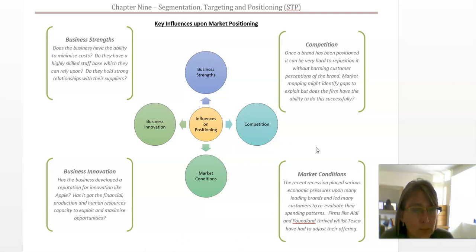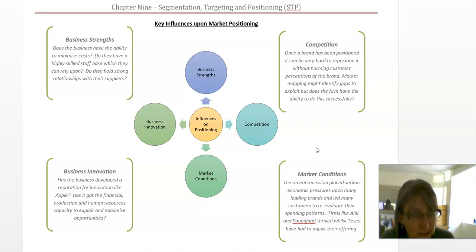Another influence would be competition. If there is a high level of competition, is that the right area to go into? Once we have started telling customers that a product has a certain feel to it, then if we start trying to change that branding, that will give a confused message.